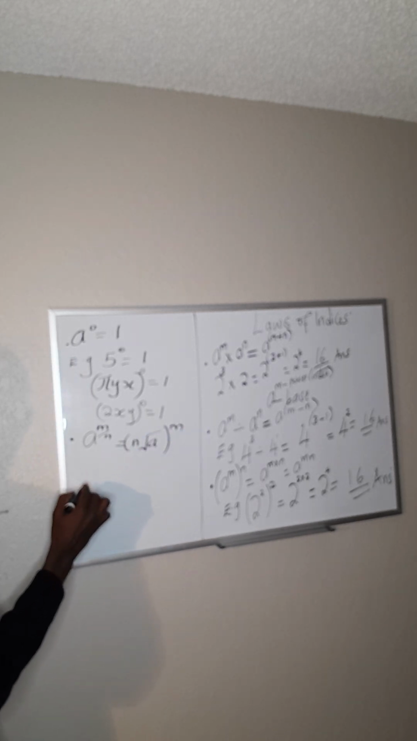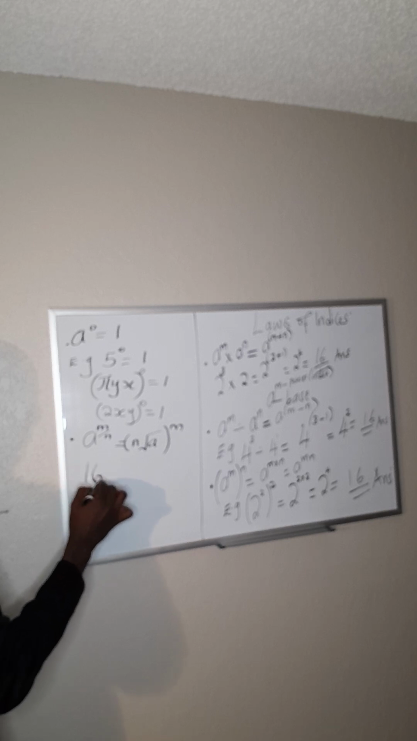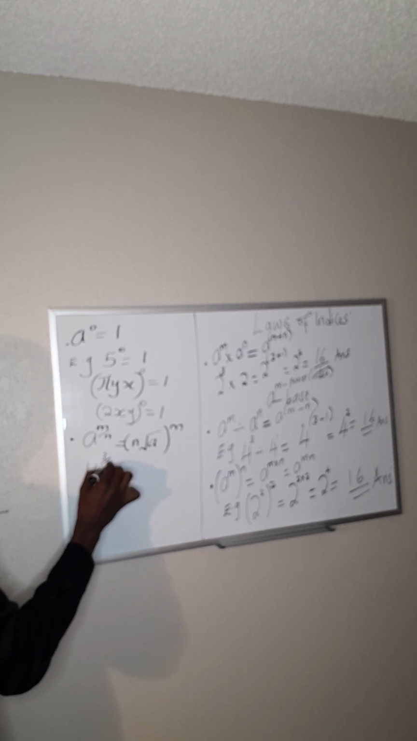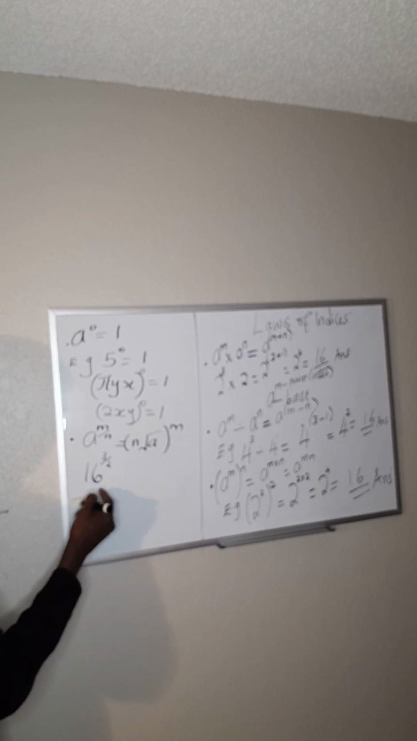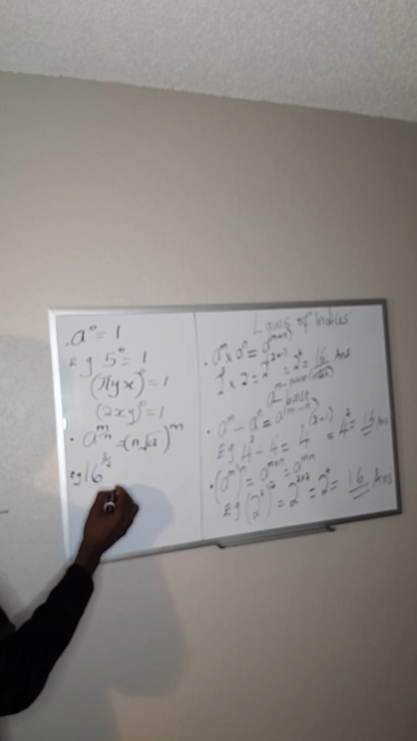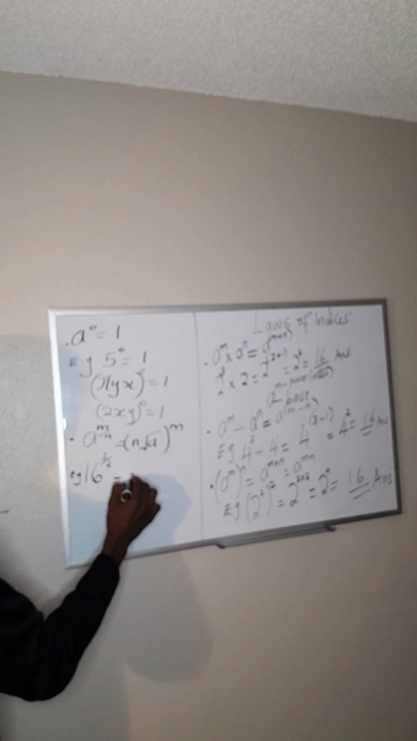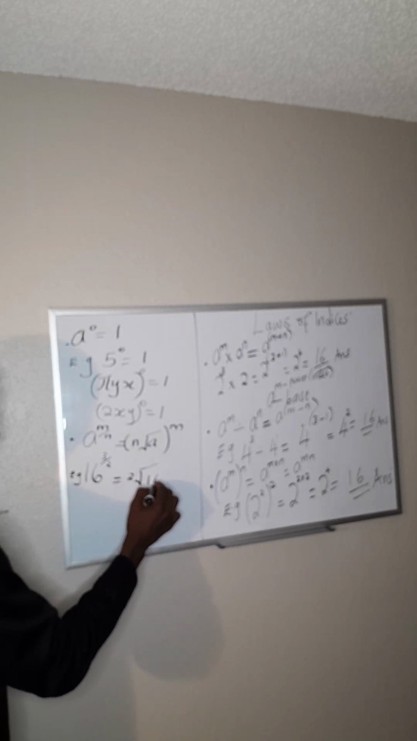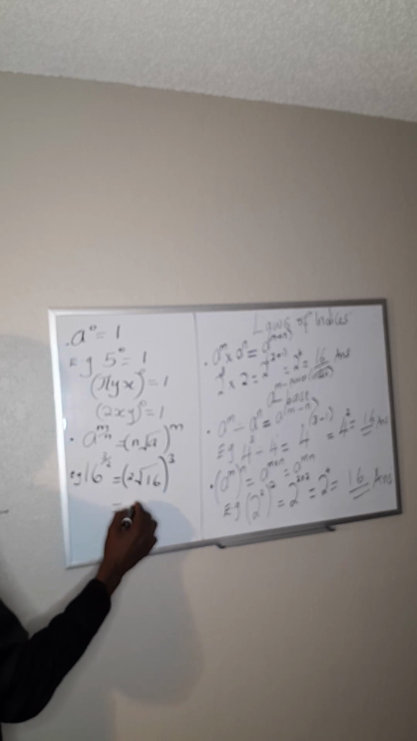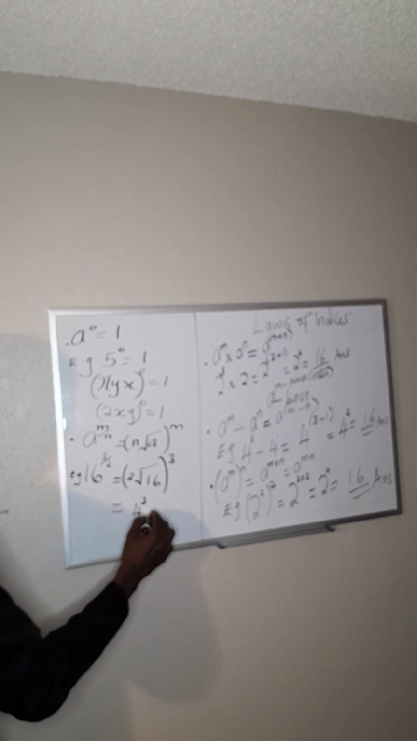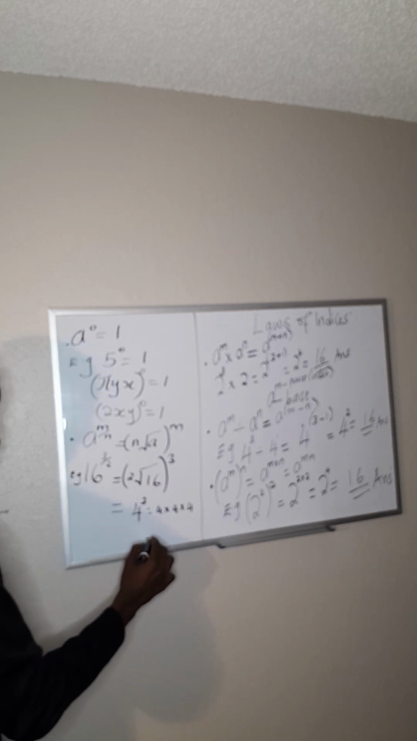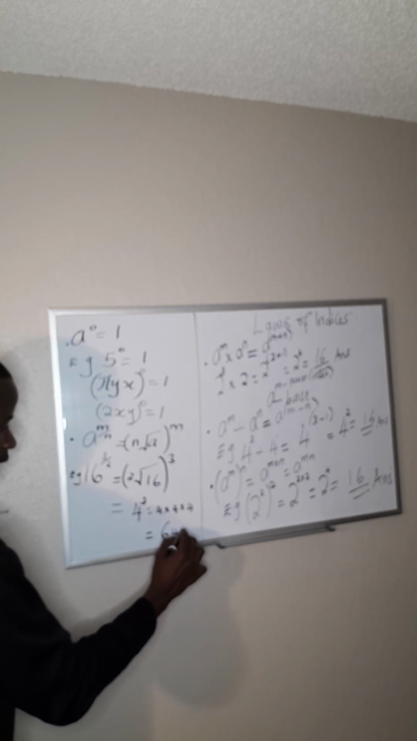For instance, I have 16 raised to power, let me say, 3 over 2. I want to try and simplify this. So this is equal to the square root of 16, everything raised to the power of 3. What is the square root of 16? 4. 4 raised to power 3 is the same as 4 times 4 times 4, which is now equal to 64. So that is the solution.